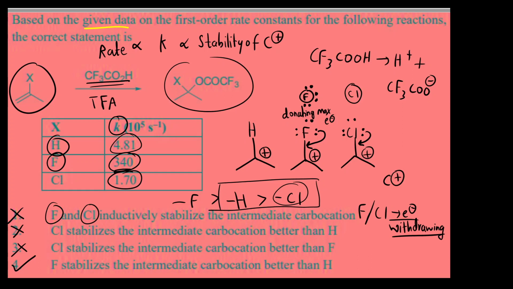Then there will be hydrogen, and last will be chlorine. Why is chlorine last? Because here the inductive effect will be dominant. So this will make the carbocation even more unstable. So this will be least stable. That is why the rate is minimum. Rate is maximum for fluorine. Okay, I hope you have understood this. The correct answer for this will be option 4.